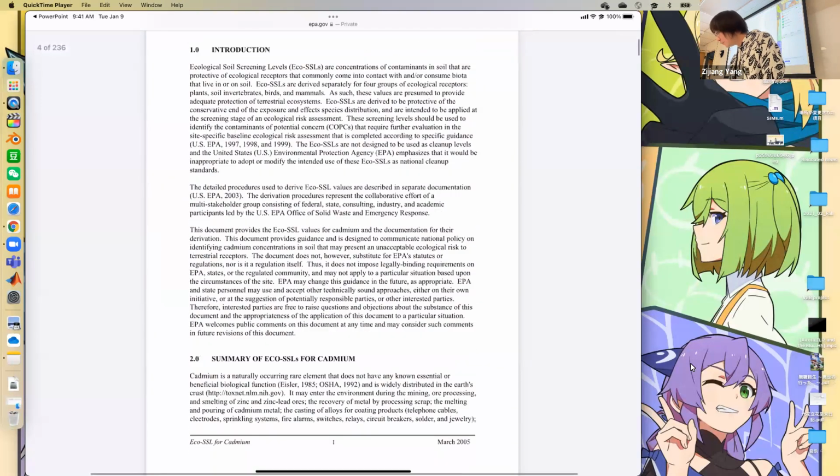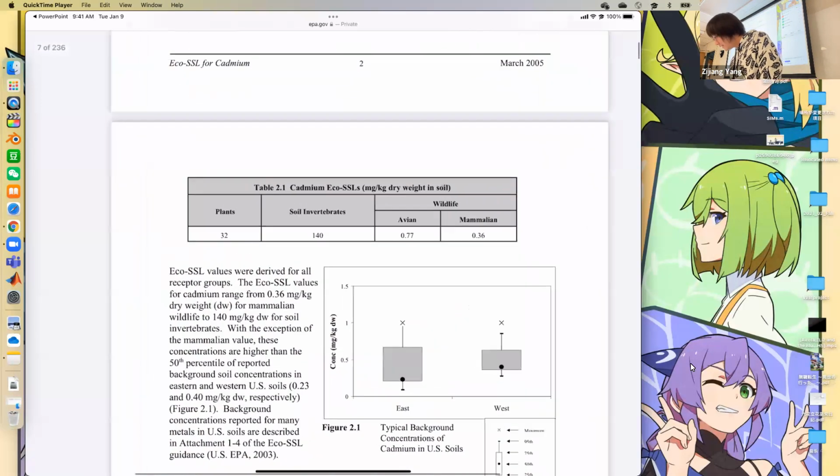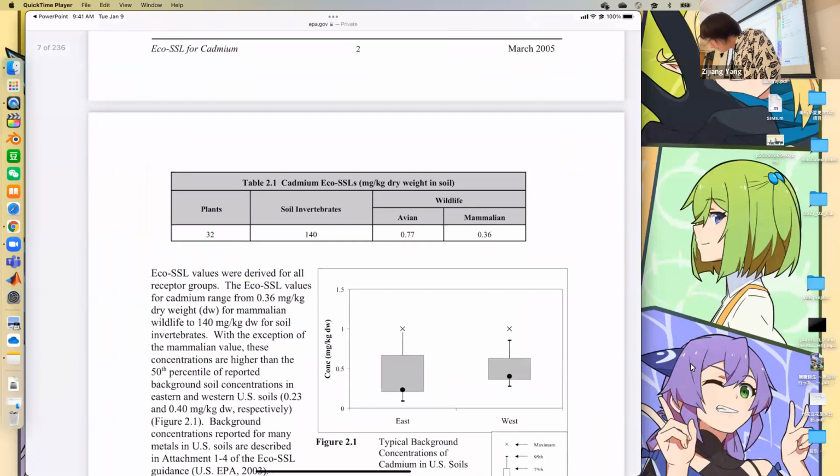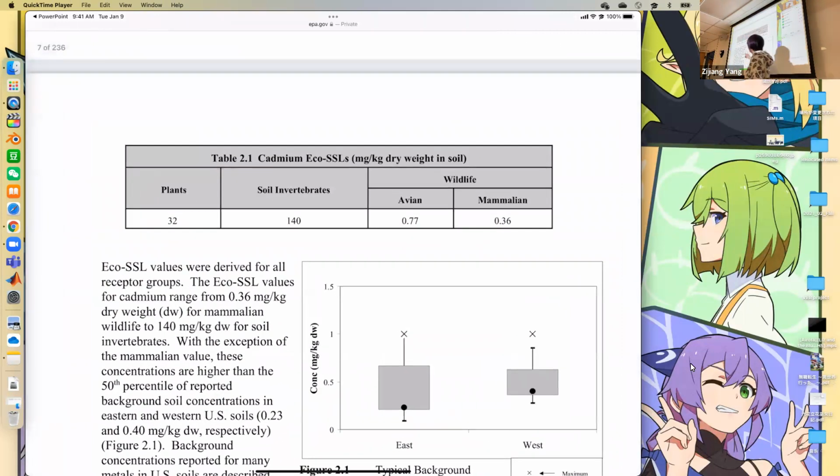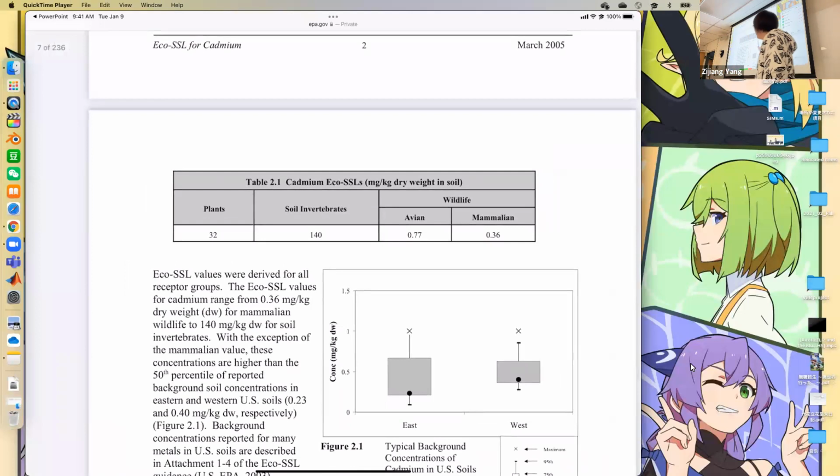If we go to this file, we can see something like this. This is the cadmium screening level. This is the screening level for cadmium, and for different components, we can see that for plants, soil invertebrates, and for some wildlife, it has different values. And so we can use this value as the toxicity reference value in the ecological risk assessment.